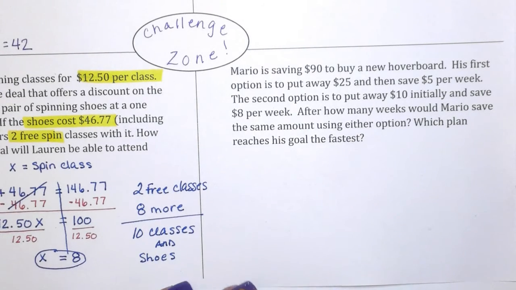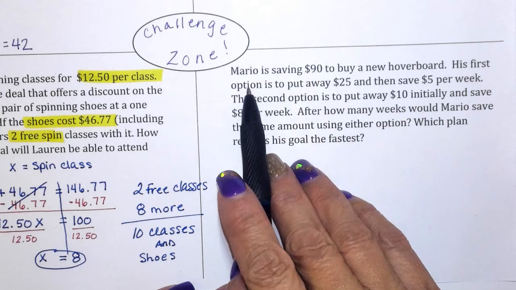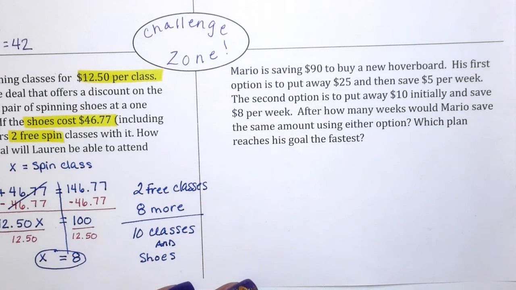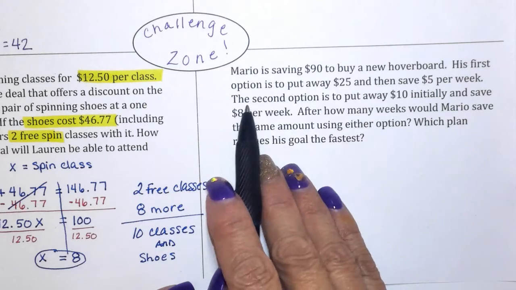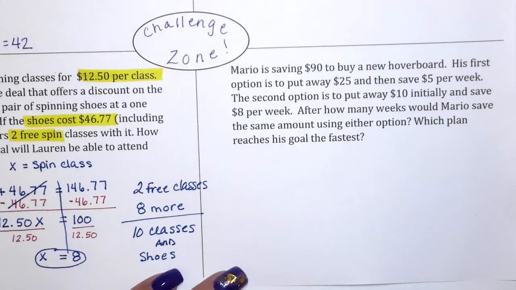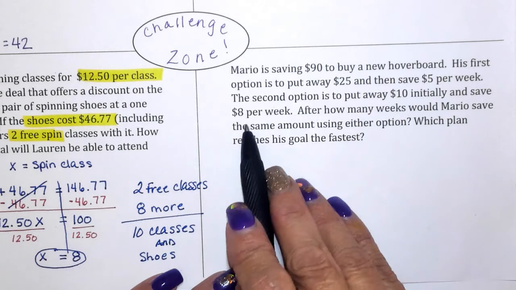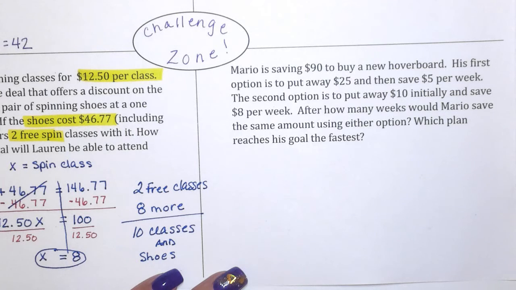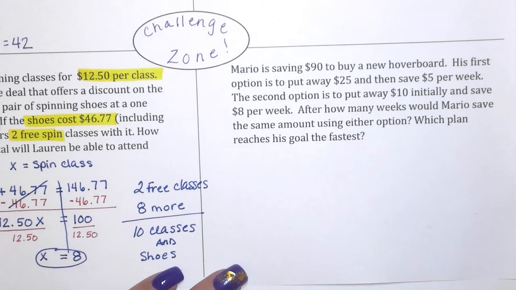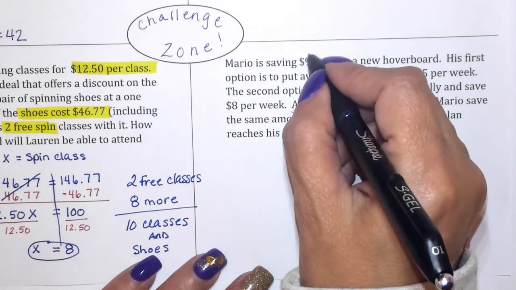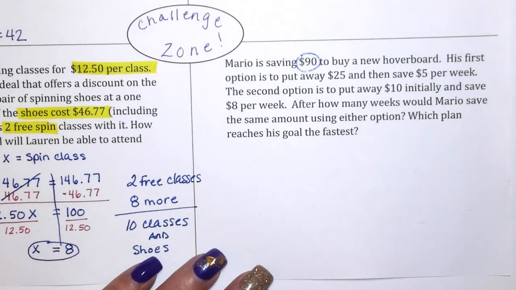Mario is saving $90 to buy a new hoverboard. His first option is to put away $25 and then save $5 a week. The second option is to put away $10 initially and save $8 per week. Oh, so not as much initially, but he's saving a little more per week. After how many weeks would Mario save the same amount using either option? Which plan reaches his goal the fastest? All right, his goal is to raise $90.